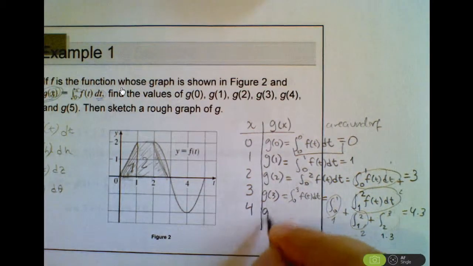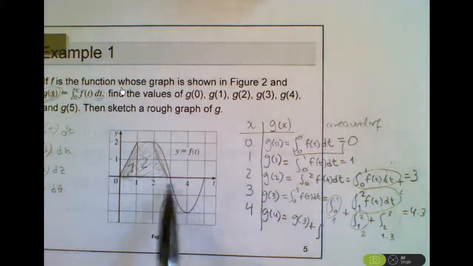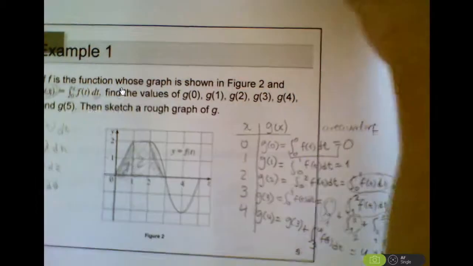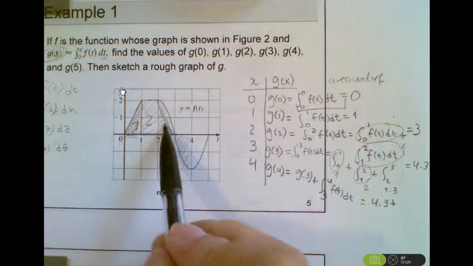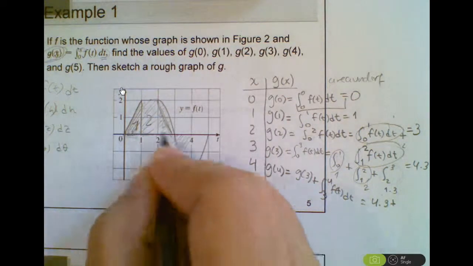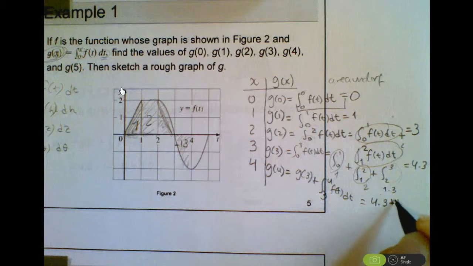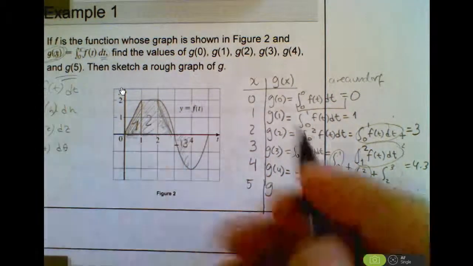Now g of 4 could be g of 3 plus the area from 3 to 4, the integral from 3 to 4 of f of t dt. Or you can break it up into from 0 to 1, from 1 to 2, from 2 to 3, and from 3 to 4, but you know how this is just a pattern, so I'm just going to use the last answer. So this will be 4.3 plus the new area. And the new area, again, this is something that I don't have a formula for. From 3 to 4 is this little bump. But since I approximated this one as 1.3, then I'm going to approximate this one as 1.3. But because it's below the x-axis, it has to be negative 1.3. So 4.3 plus negative 1.3. And that gives me 3. Now g of 5, I didn't write it, but they are asking me for g of 5.